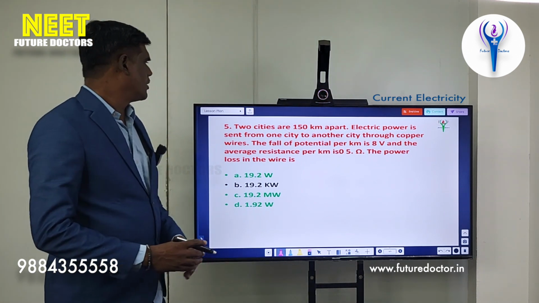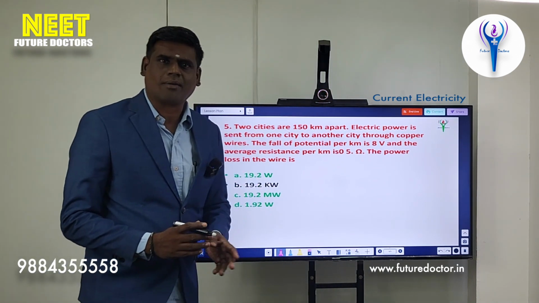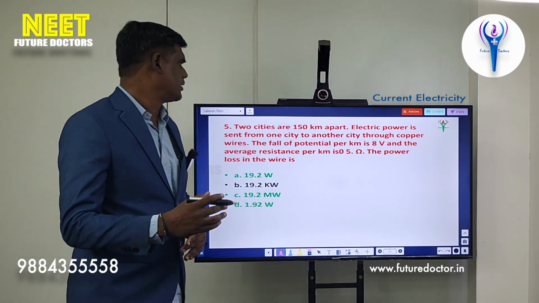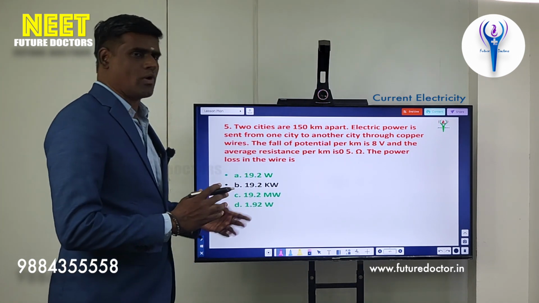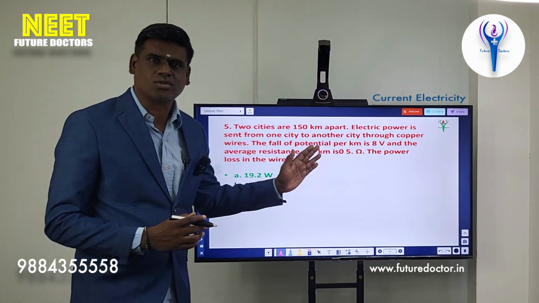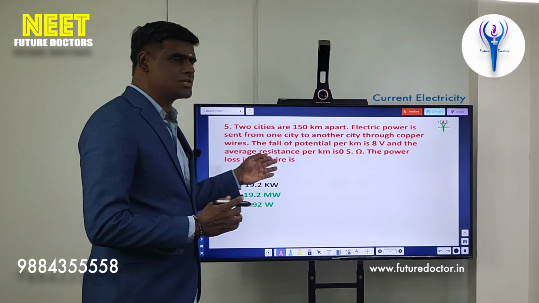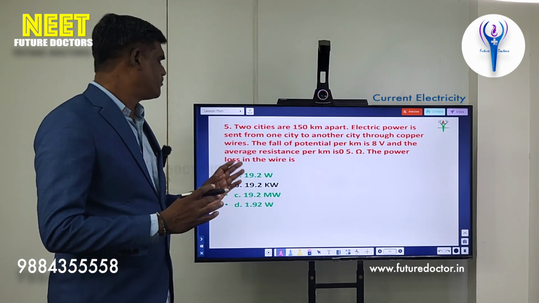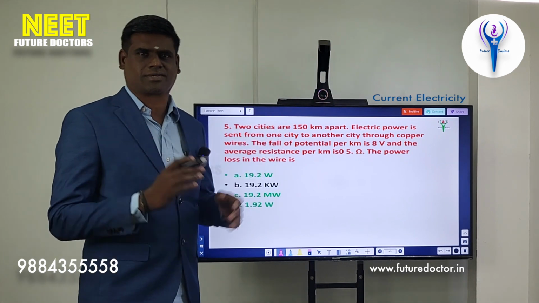Two cities are 150 kilometers apart. Electric power is sent from one city to another city through copper wire. The fall of potential per kilometer is 8 volt and the average resistance per kilometer is 0.5 ohm. The power loss in the wire is dash.